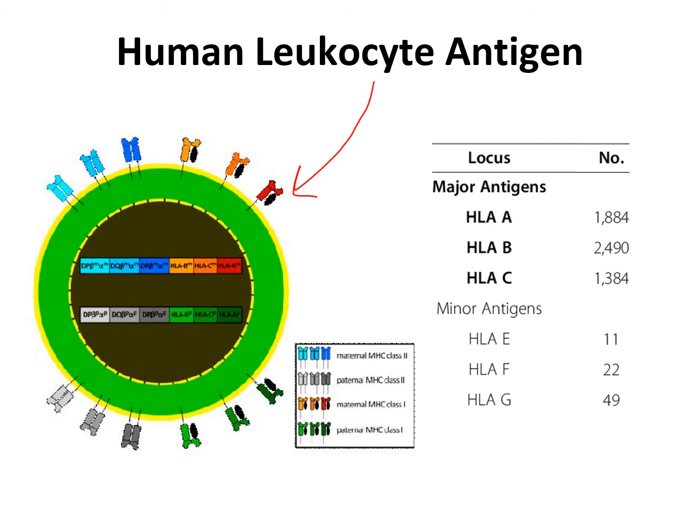There are three major antigens, HLA-A, HLA-B, and HLA-C, and three minor antigens, HLA-E, F, and G. For HLA-A, there are 1,884 different options. For HLA-B, there are over 2,000 options. For HLA-C, there's over 1,000 options.